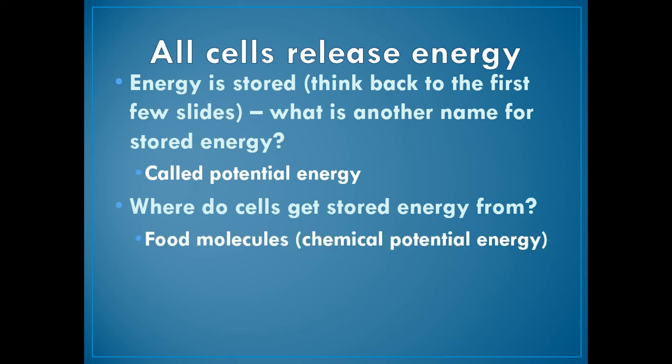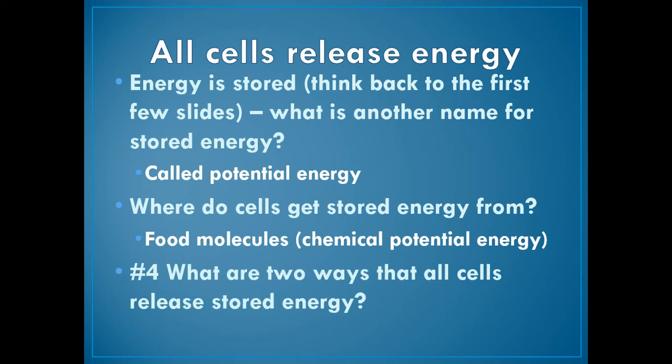Where do cells get their stored energy from? They get it from food molecules, chemical potential energy. Obviously, in order to get food, you either have to make it yourself, like a plant does, or you have to eat it, like animals do. What are two ways that all cells release stored energy? Those processes are called cellular respiration and fermentation.